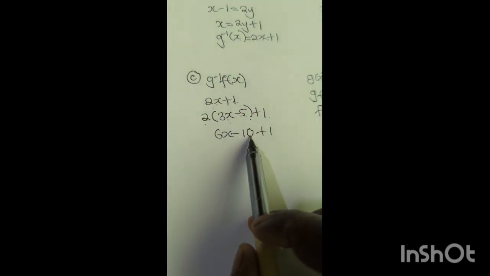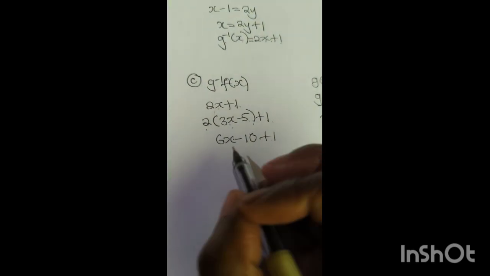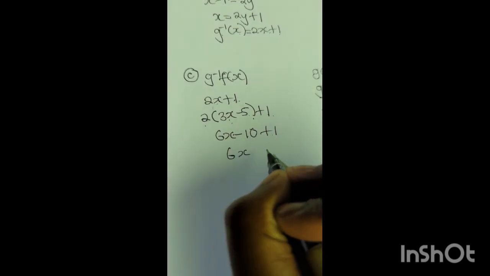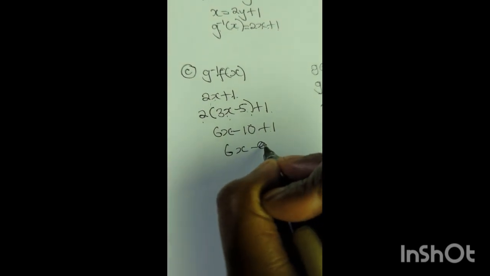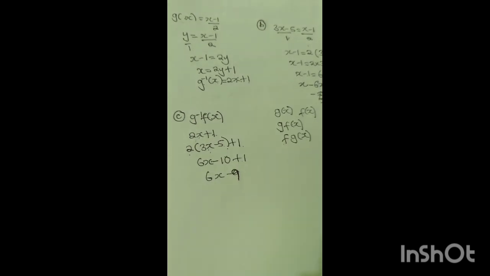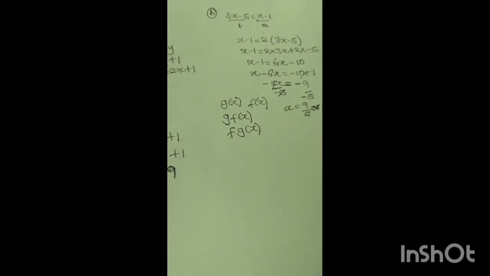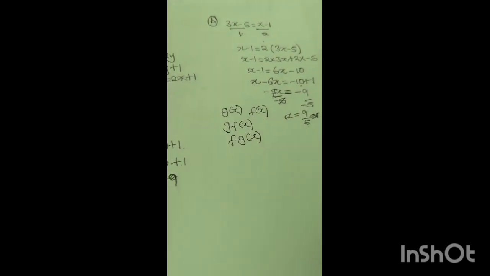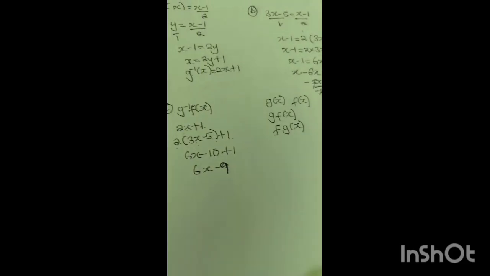Okay, so here these are like terms. What is negative 10 and 1? This gives us 6x minus 9. Okay, so this is how you go about the inverse, the composite function, and the third factor, which can be finding an expression for the composite function or the actual value.